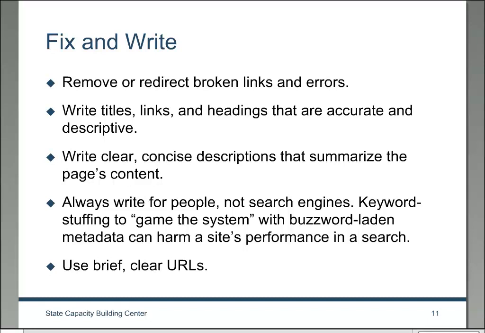So you've completed your audit. Once you know what you need to fix and write in terms of metadata, it's time to jump in and do that. That is the second step here. Again, as I mentioned before, you want to remove old links and error codes. You want to make sure you have metadata, that is titles, links and headings, that are accurate and descriptive, and make sure that everything is really clear and concise and uses plain language.